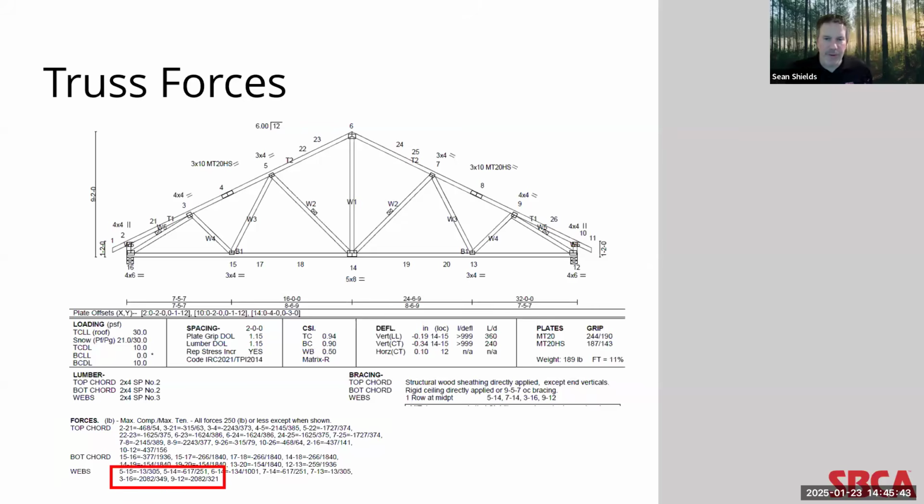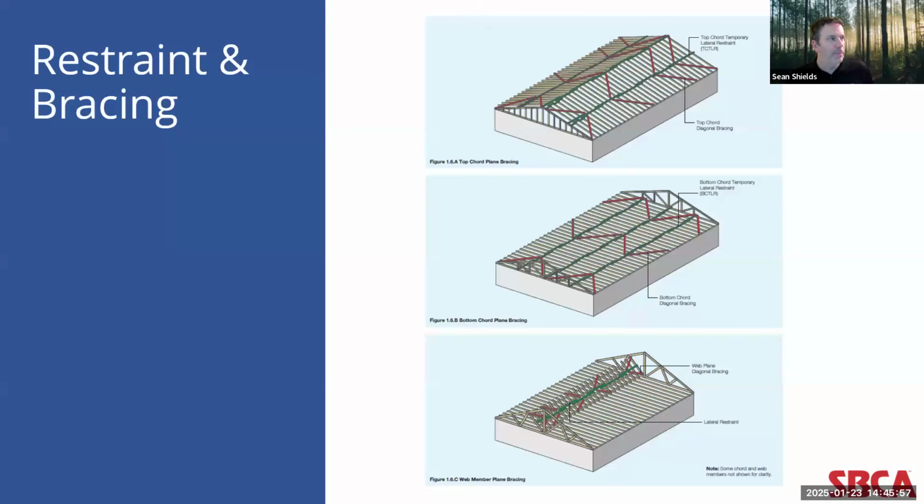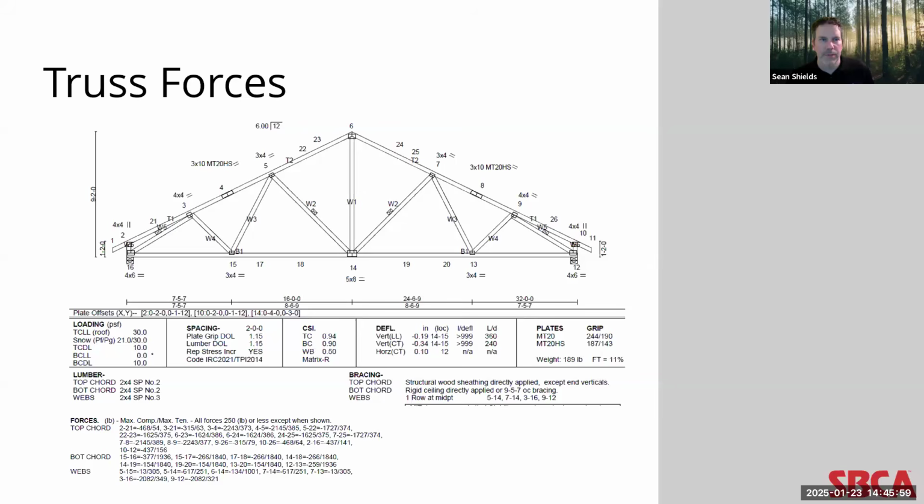You'll also notice here at the very bottom that web members 316 and 912 have significant compression forces. Hence, they'll call out permanent lateral restraints on the truss design drawing.